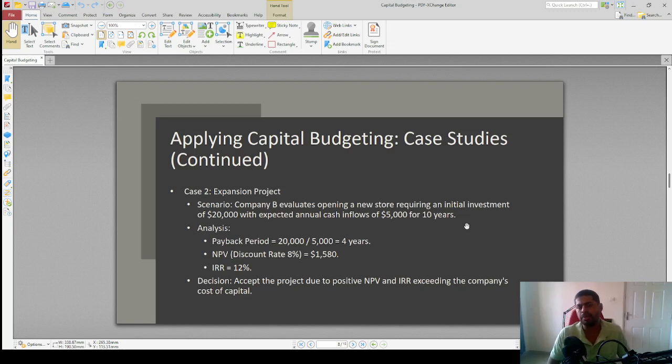So this is how these techniques are used. In future videos, we'll look more into each of these techniques and solve problems. But this is a quick overview. So these are some of the techniques of capital budgeting, the discounted cash flow and non-discounted cash flow techniques. Now that you know all these concepts, we can look at them in depth in later videos.